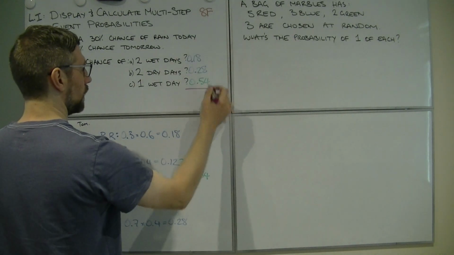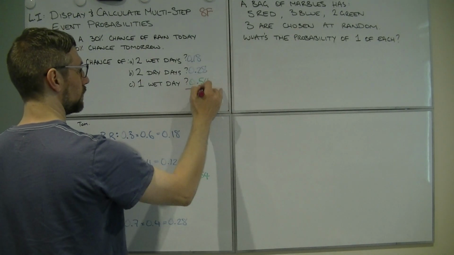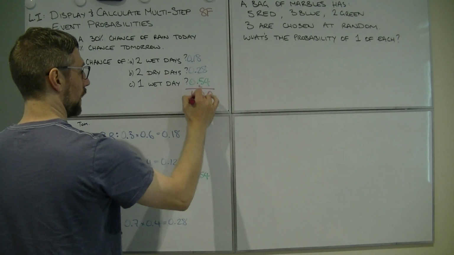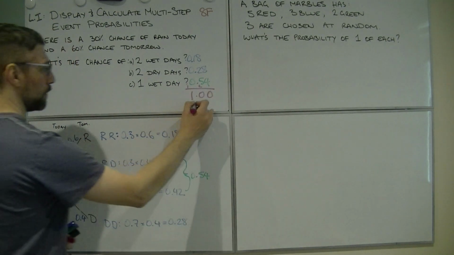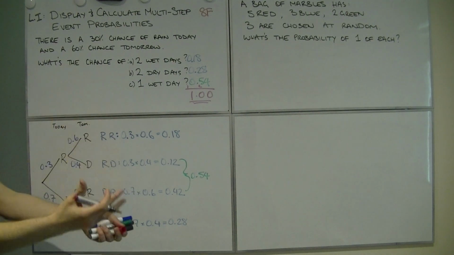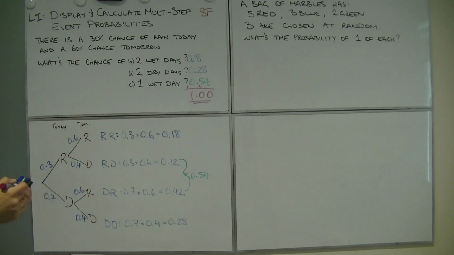So if I add this up, what do I get? I get 0, carry 2, gives me a 0, carry 1. Cool, I end up with 1. Does that make sense? Well, yeah, everything added up should add up to a probability of 1. Cool.